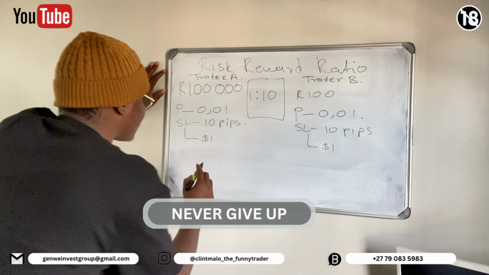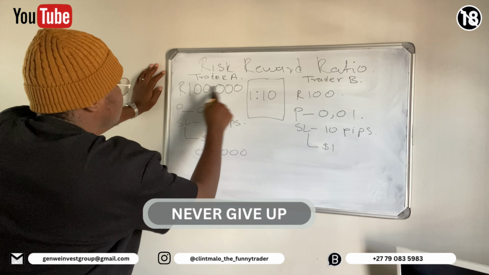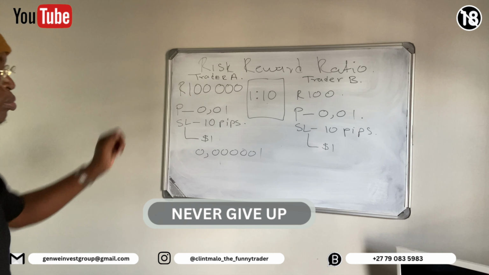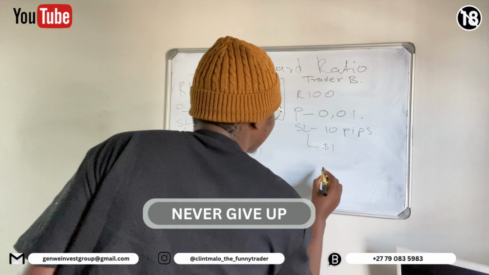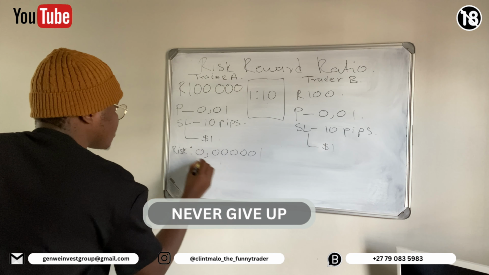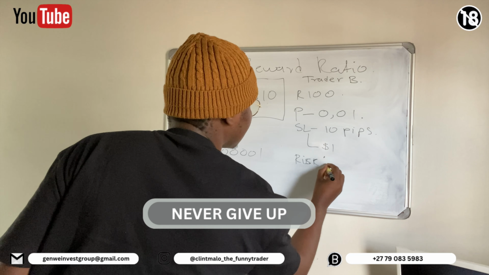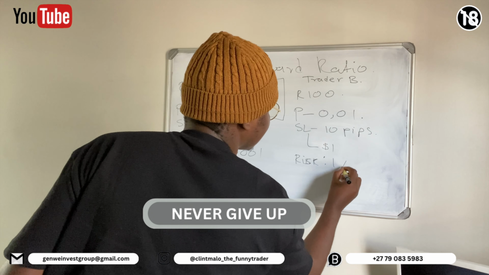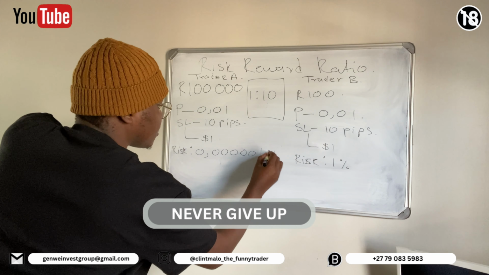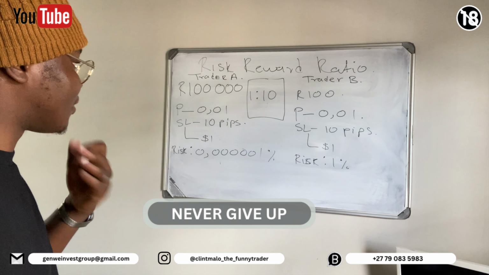But if you look at the risk, this one, the risk that was involved, was 0.00001%. So there was no way he was going to blow his account. But this one, the risk, how much was it? For this one, the risk was 1%. So can you see that the level of risk percent in both accounts was actually not the same. It was actually not the same.